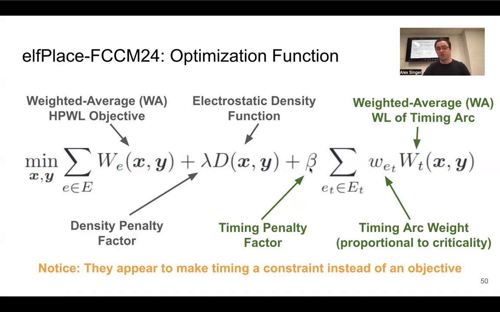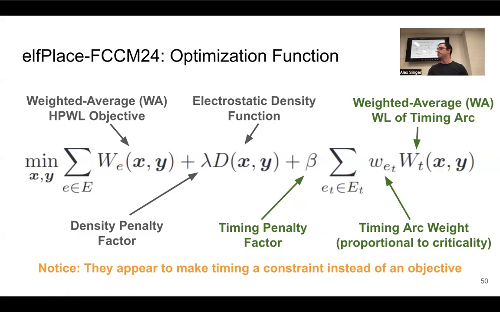I personally would have just kept this as a constant, some constant times this term, because then your objective is to minimize the timing the best you can, and then you spread things out while trying to keep that timing low. That's how I would have envisioned this work. And so I just found it strange that they were increasing beta over time, because I don't know why you'd want your timing to be less important early on and get more and more important over time.